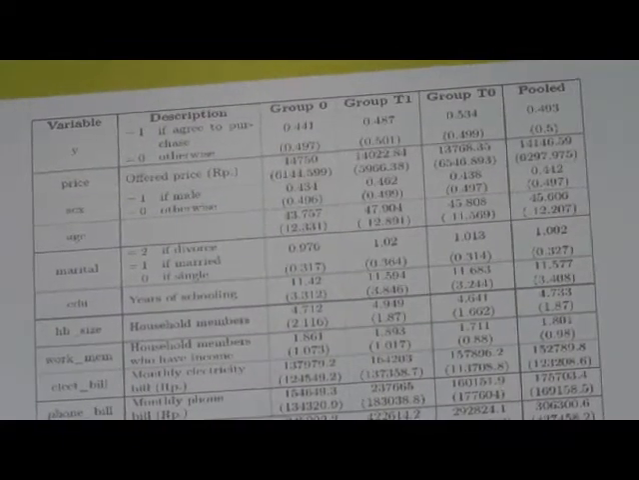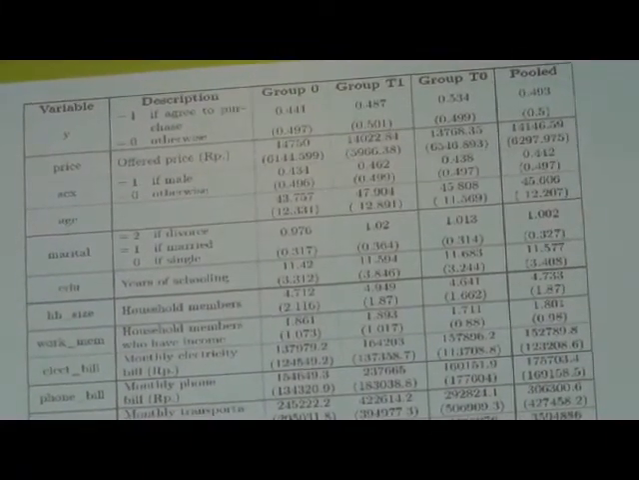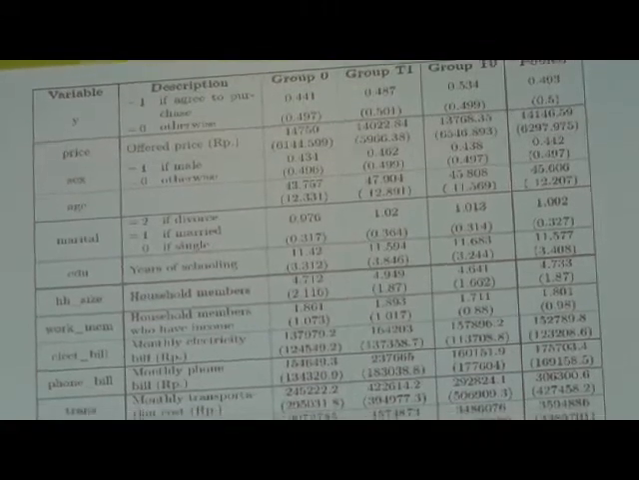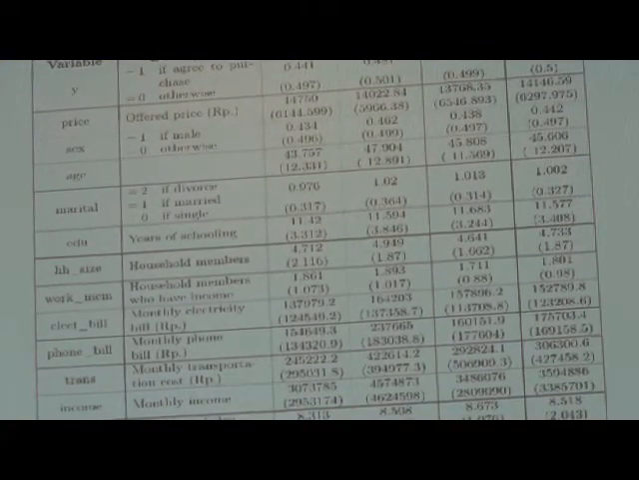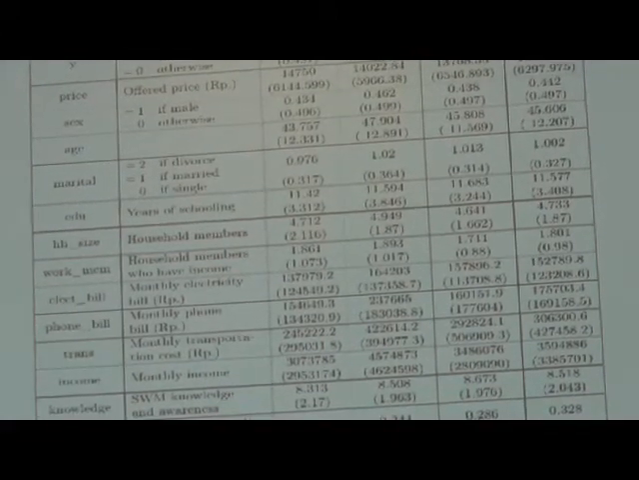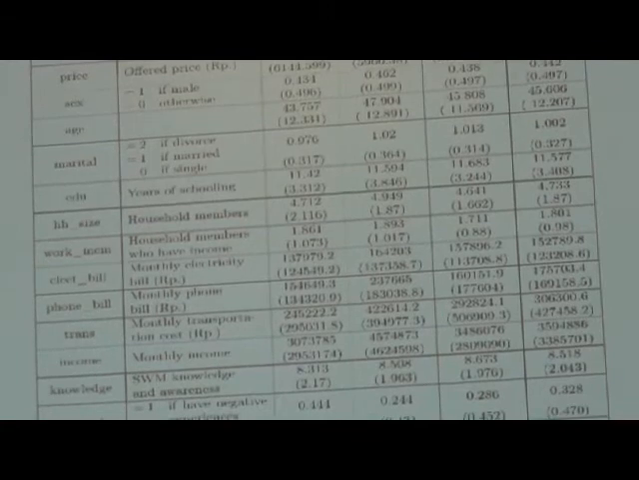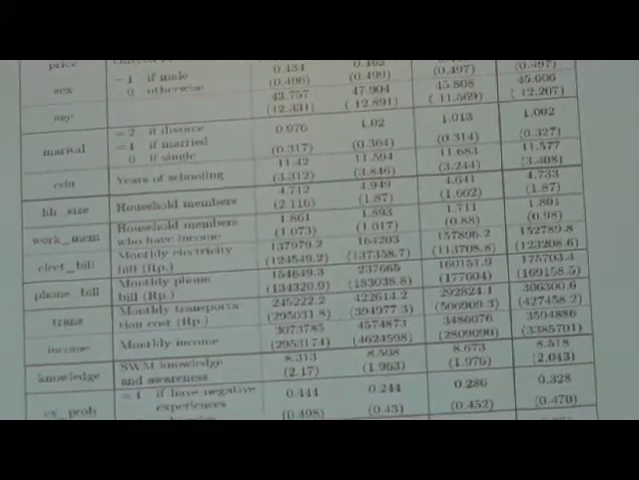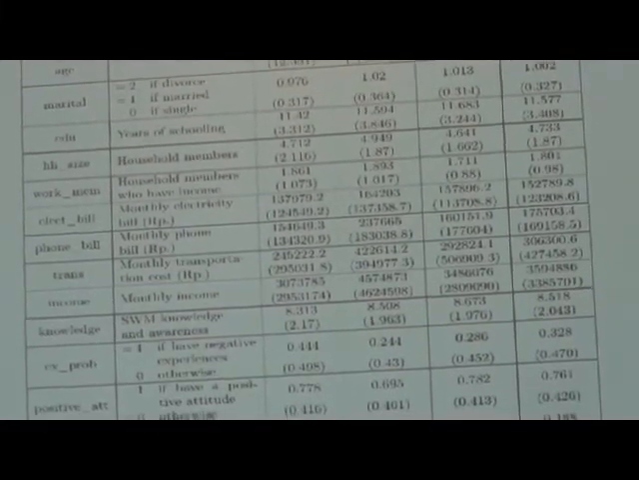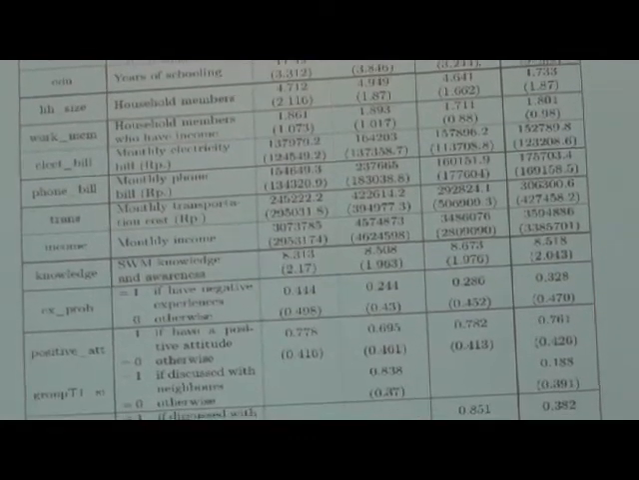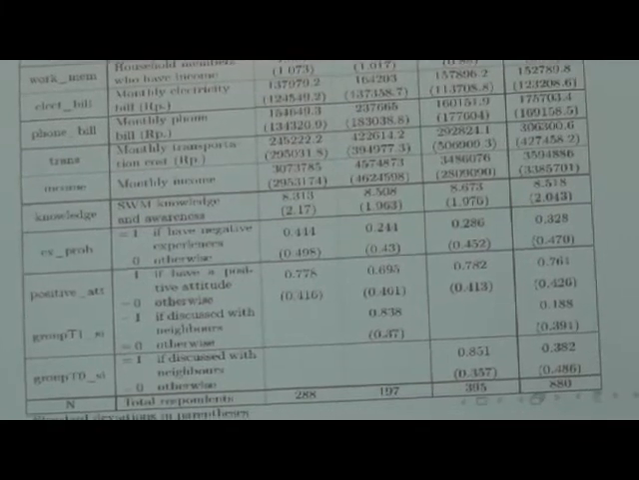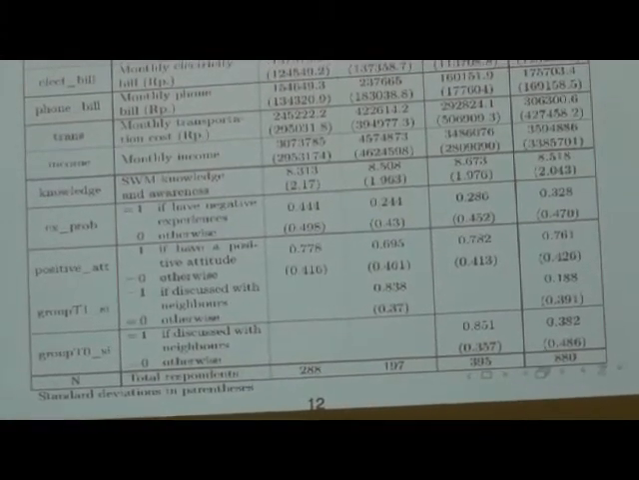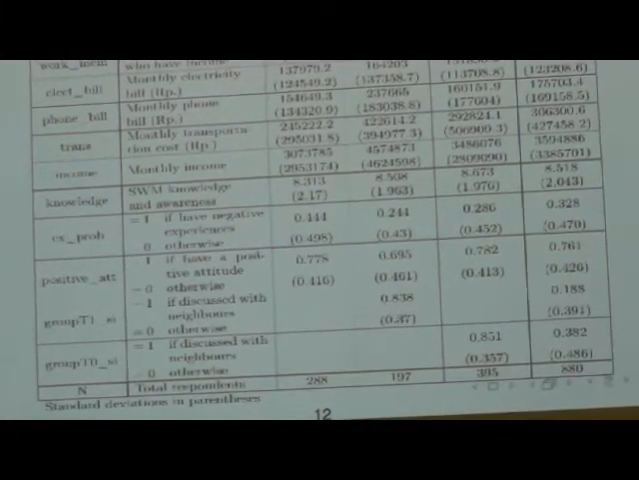The age is around 43-45, and most of them are married. Education level is 12 years, which is just finishing high school. The household size is 5 on average, and the working members are around 1 or 2. Then the electricity bill, phone bill, monthly transportation cost, and monthly income is around 3 million something. I also have knowledge of solid waste management and solid waste problem.